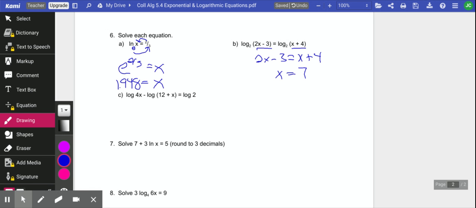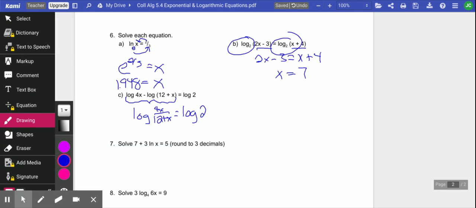Now, when we come down to c, we have log 4x minus log 12 plus x equals log 2. This is not the one-to-one property. Up here in b, we had exactly one log on each side. Here we don't. We have 2 logs on the left-hand side. So in order to use the one-to-one property, we need to combine this section. Now remember our properties of logarithms. Subtraction means division. So this is the same thing as log of 4x over 12 plus x equals log 2.